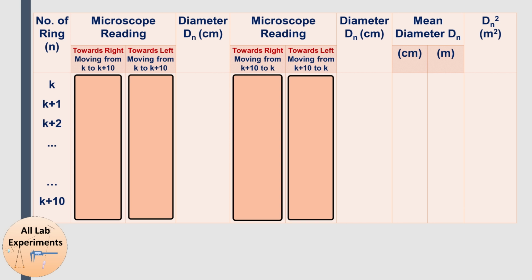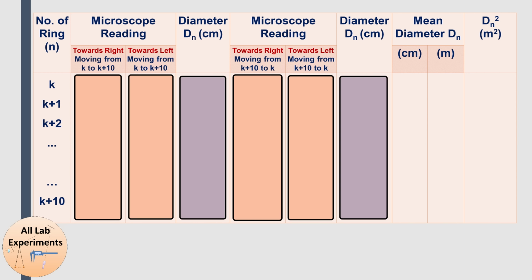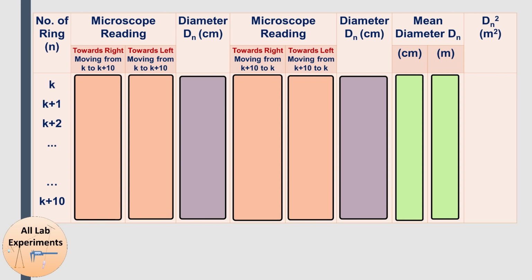Now if we take the difference of these two, we can find out the value of their diameters when we are going away from the center and when we are coming towards the center. So in this way, for the same circle we have found two diameters. Now we can take the mean of these two diameters, which is in centimeter. Finally we can convert this to the SI unit meter, and in the last column we can calculate the square of this diameter. In this way we can prepare this table.